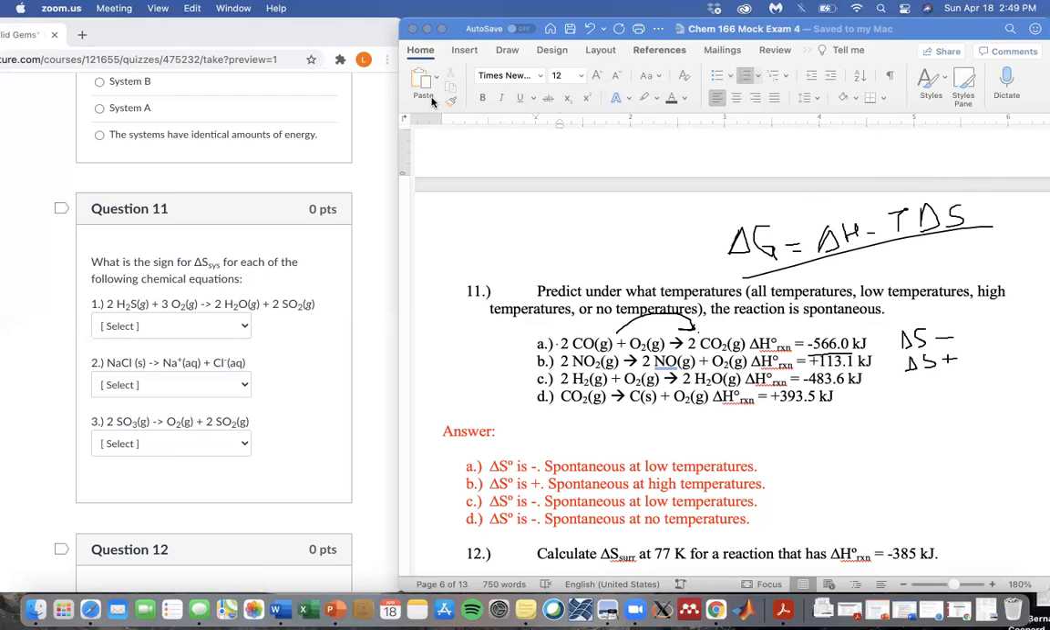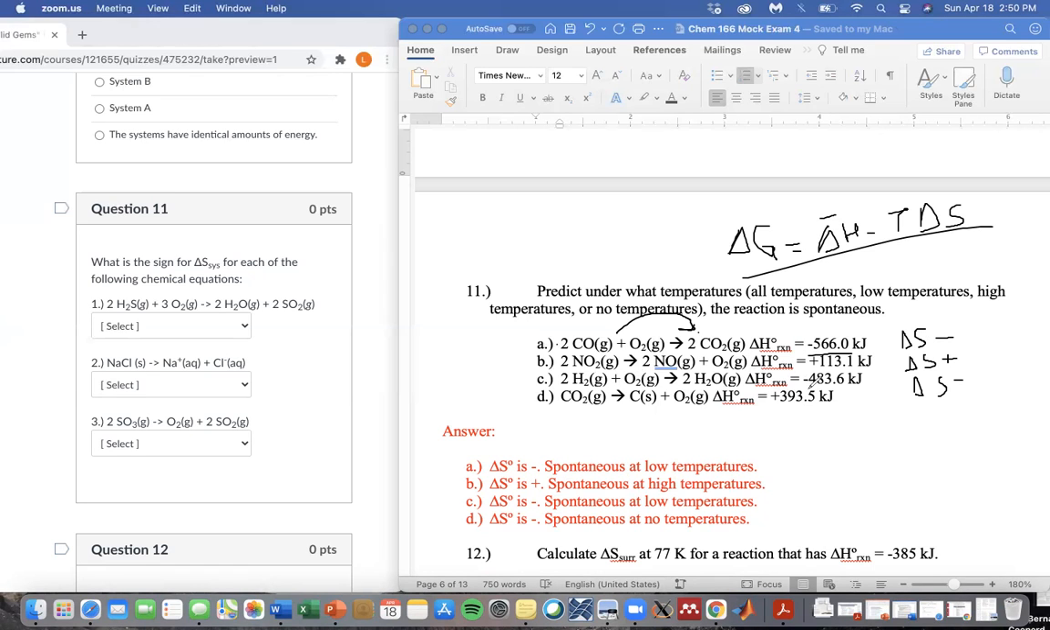For the next one here, for C, we have 2H2 plus O2 yields 2H2O. And so delta S is going to be negative because you're going from 3 moles of gas to only 2 moles of gas. So delta S is negative here, and your delta H is negative as well. So this kind of goes back to the exact same thing as the first situation here.